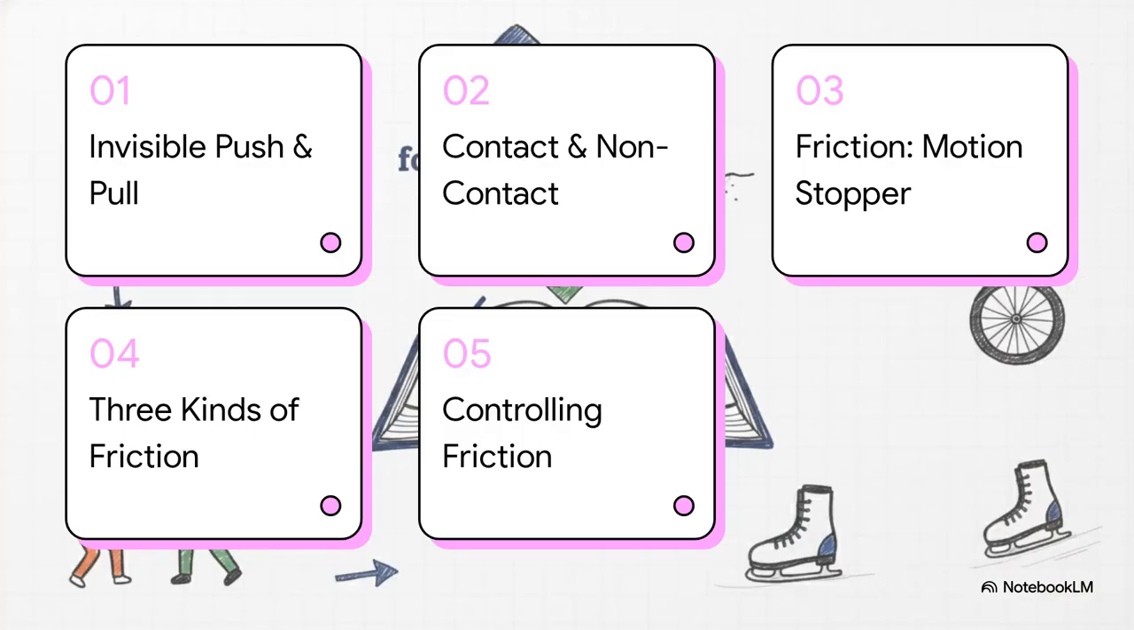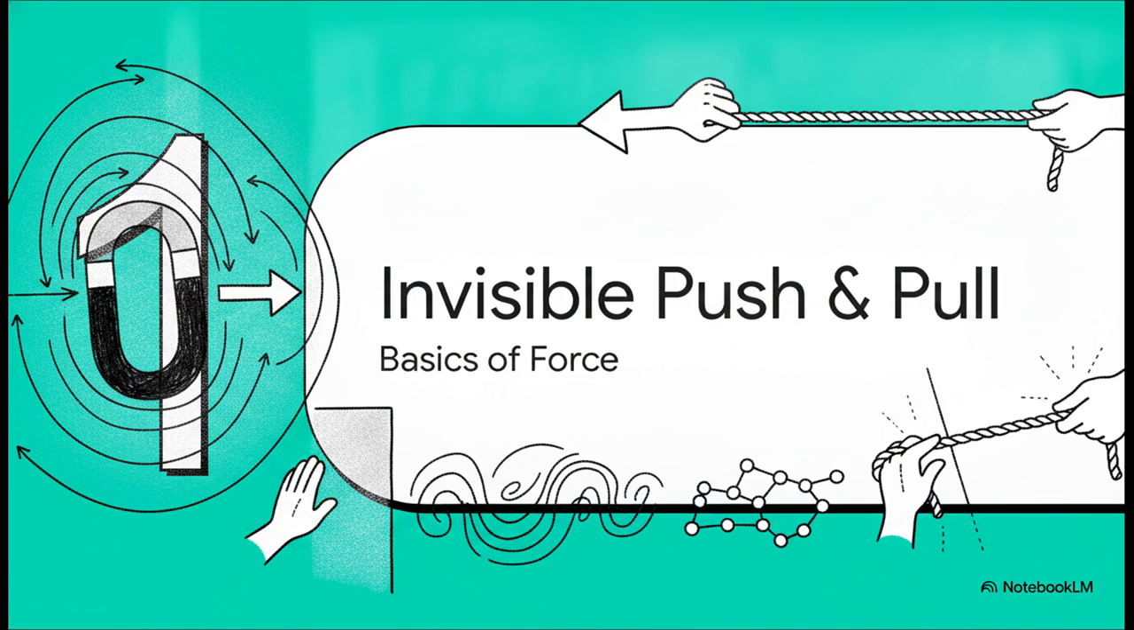To get to the bottom of this, here is our agenda. We'll be looking at 1. The invisible push and pull, 2. Contact and non-contact forces, 3. Friction, the motion stopper, 4. Three kinds of friction, and 5. Controlling the friction frenemy. All right, let's jump right into section 1, the invisible push and pull.